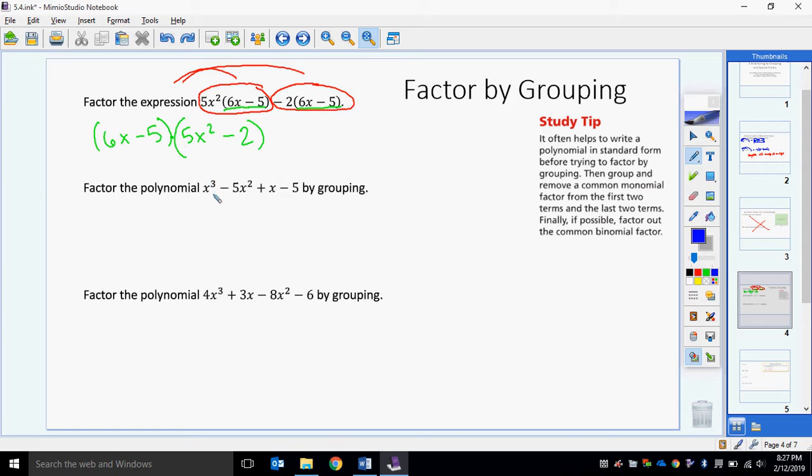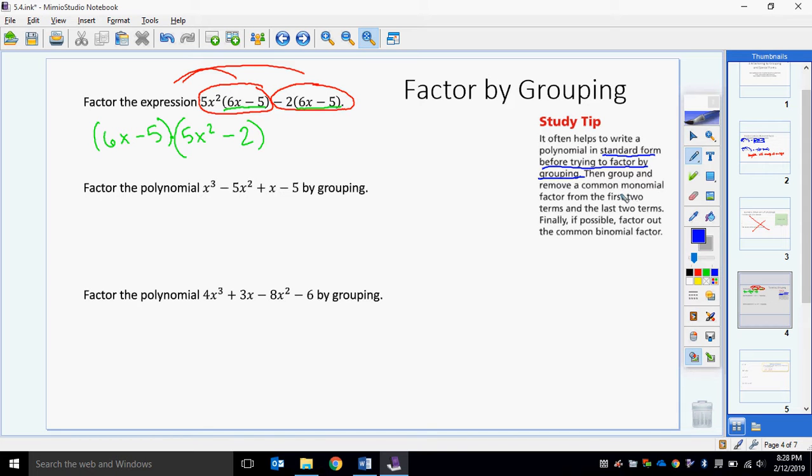Now let's look at the next one. It says factor the polynomial by grouping. Oh, that's a tip that we're going to use grouping, because sometimes it's helpful to group terms together in order to see what we can factor out, in order to see what's in common between them. So we're going to use factoring by grouping, and also it helps us to put things in standard form before trying to factor by grouping.